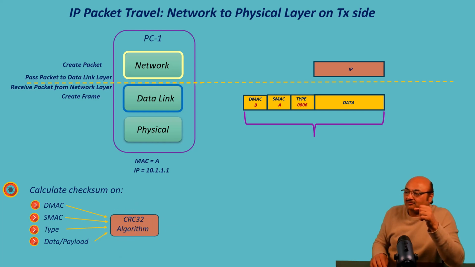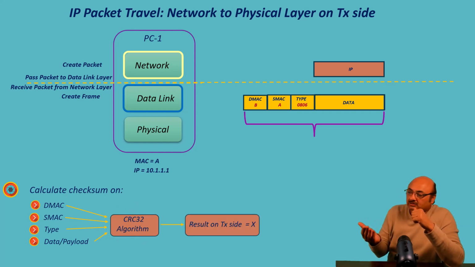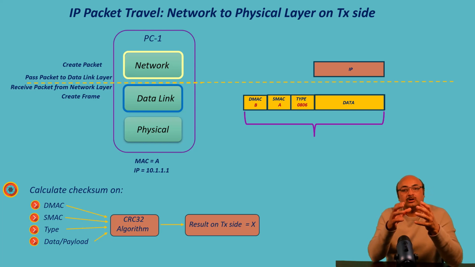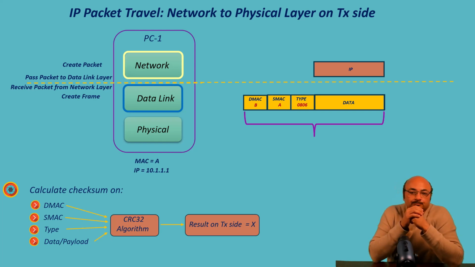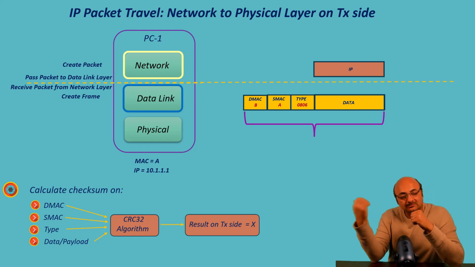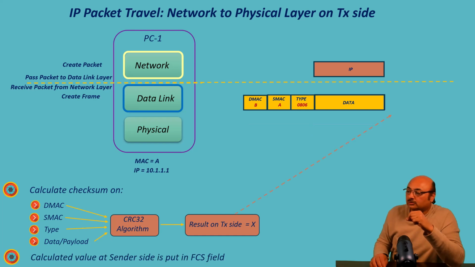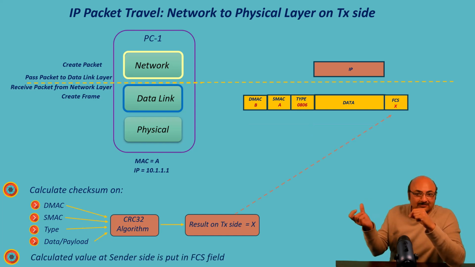After the output of CRC32, we get the result, which we can call the result of the checksum on the transmit side, and let us say it is X. This is what has been calculated on the transmit side. But now the same value has to be somehow communicated to the receiving side. And for doing that, we have the FCS field. So whatever we have calculated on the transmit side is now put into the FCS field. The field comes after the data field in the Ethernet frame.